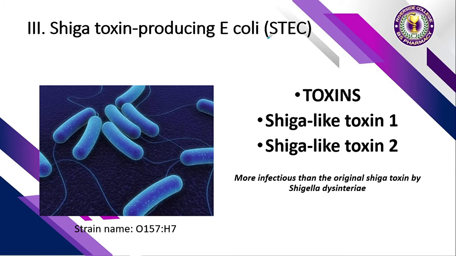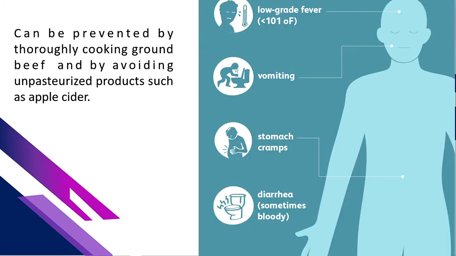Next, we have our STEC, the Shiga toxin producing E. coli. So we have Shiga toxin 1 and Shiga-like toxin 2. It is more toxic than original Shiga toxin by Shigella dysenteriae. So the strain is O157:H7. Shiga toxin producing E. coli. Its symptoms is similar to Shigella dysenteriae, dysentery, vomiting, diarrhea, stomach cramps, and low-grade fever. So cooking thoroughly again and avoidance of unpasteurized products.